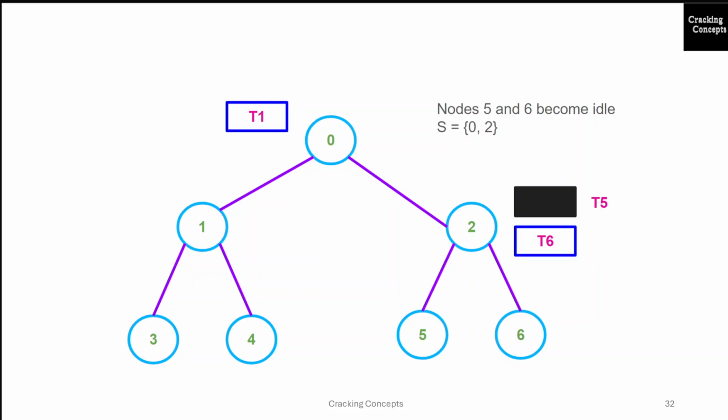Now when node 5 terminates, it will send a black token T5 to node 2. Now S will contain 0, 2 and 6. Now after 5 has sent its token, the node 5 will change to white. When node 6 terminates, it will send its token T6 to 2. Now the set S will contain 2 and 0.